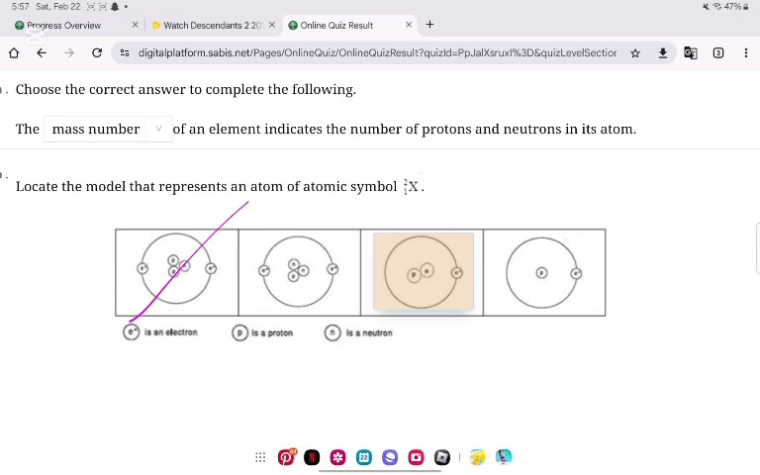Now since there's no like -1 or +2 or whatever, there's gonna be one electron, right? Yeah, 1 electron. So here there's 2 electrons, so this is not gonna work. Here there's 1 electron, so this may work. Here there's 1 electron, so this also may work. And obviously there has to be a neutron, so this is gonna be the answer, and this is not gonna be the answer.